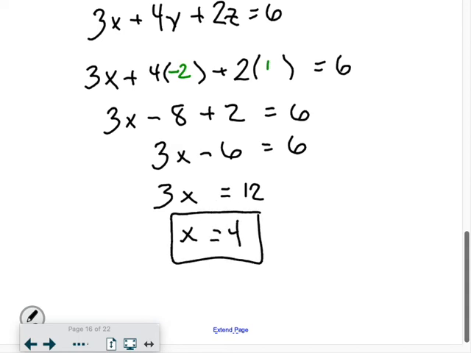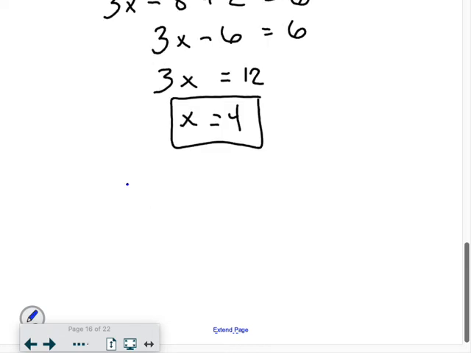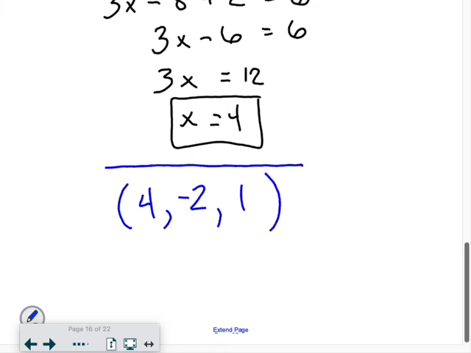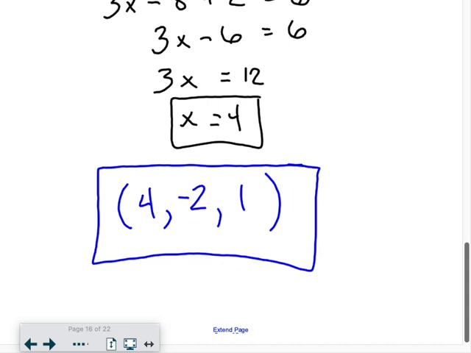Now, this is the solution to this system of 3 equations and 3 variables. Always must go in an ordered triple when we're dealing with these 3 variables. So it's 4, comma, go back up, y is negative 2, z is 1. Negative 2, comma 1. This is the point of intersection of those 3 planes, and it's an ordered triple and satisfies all 3. And you can check, you can substitute all 3 of these values into each equation, and it should test out cleanly for you.